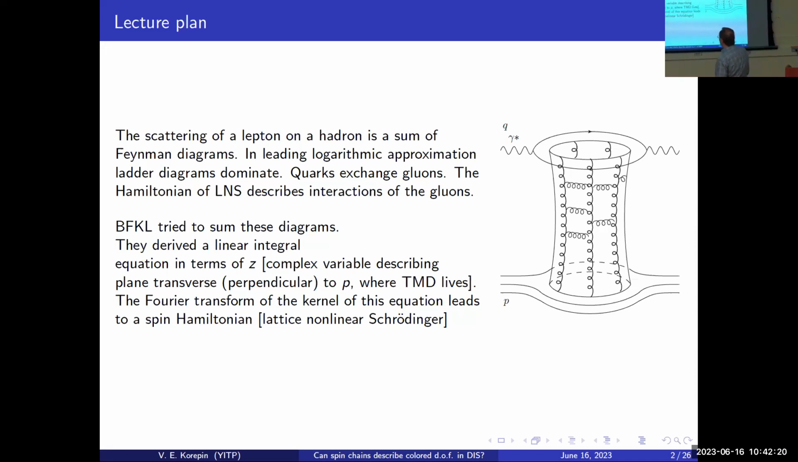Roughly speaking, the history was like this. BFKL tried to sum up all of these diagrams. It's difficult, so they got a linear integral equation for the sum. The Fourier transform of the integral equation is that Hamiltonian, which I showed several times. From time to time I'll be using z. z is a coordinate in the plane perpendicular to this momentum. This is transverse, but it's not momentum, it's a coordinate.